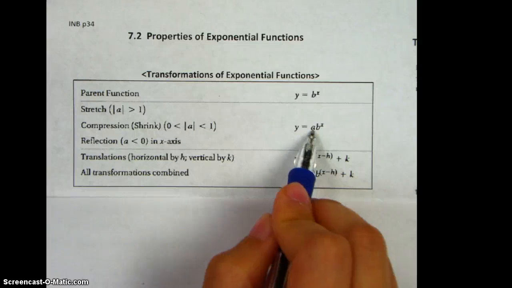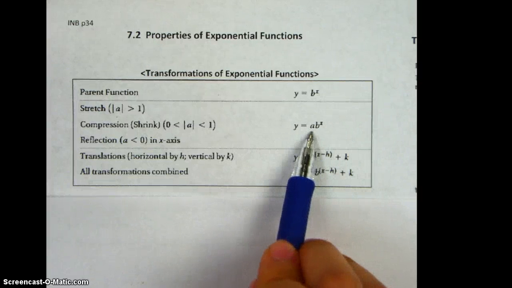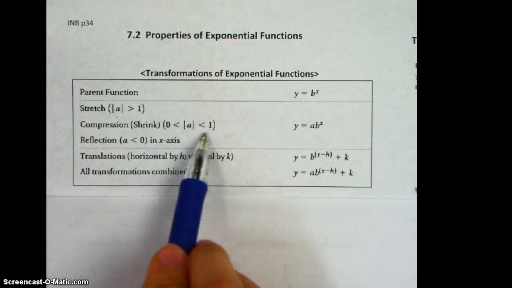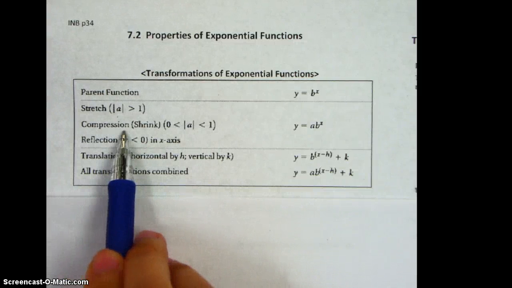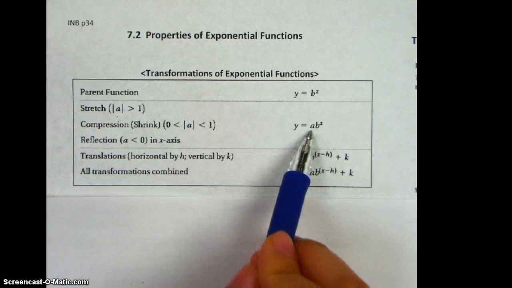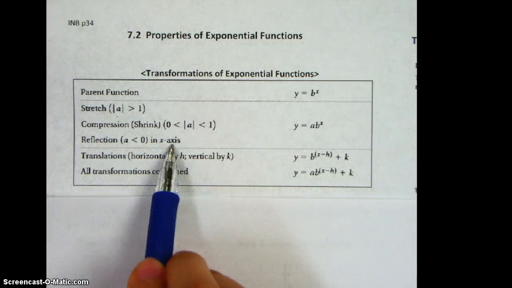If the absolute value of this number is greater than 1, then the graph stretches vertically. If the absolute value of a is between 0 and 1, it shrinks vertically. In other words, we use the word compression. Sometimes the a number is negative. That means the graph is reflected across the x-axis. In other words, the graph flips.